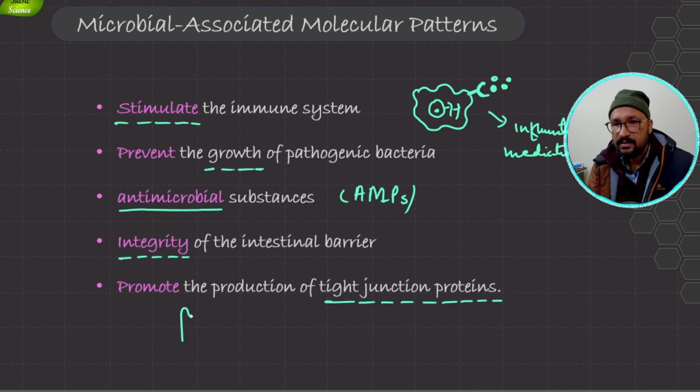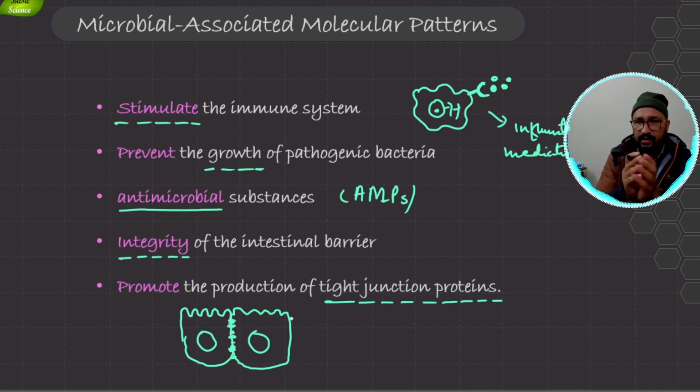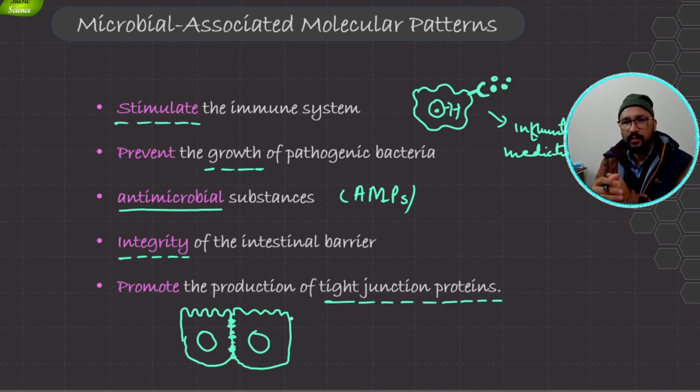For example, just see you have this one cell in the intestine, and then you have the second cell, and these cells have these tight junction proteins. And these proteins are important because if they are present and they are integrated, what will happen? The cells are going to be tightly bound together. So that will help in overall maintaining the structural integrity of the intestine, right?